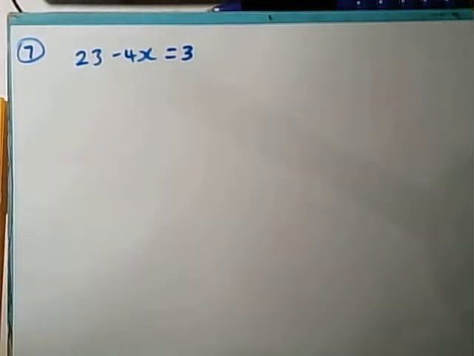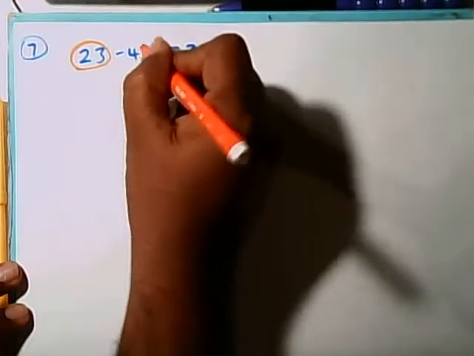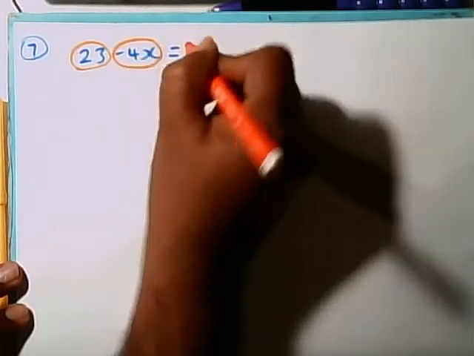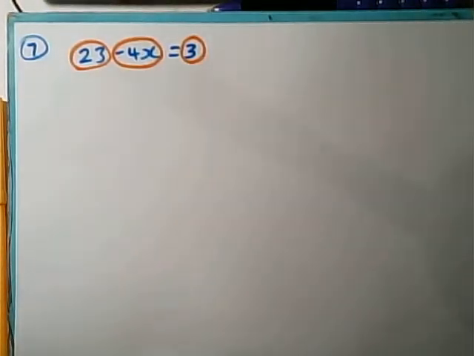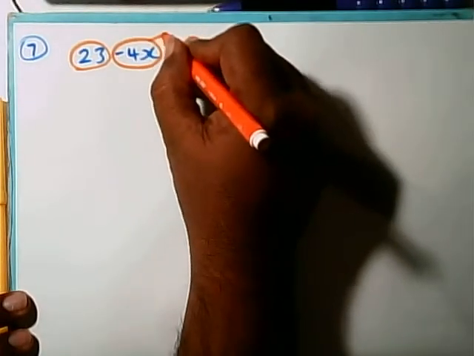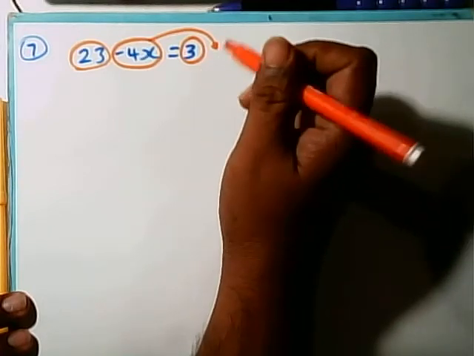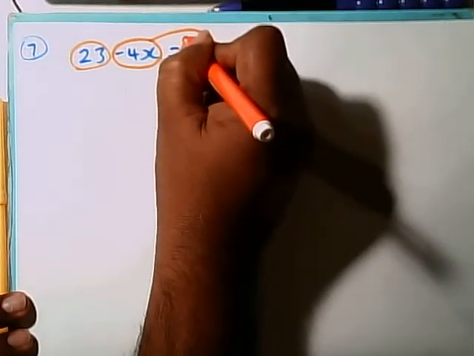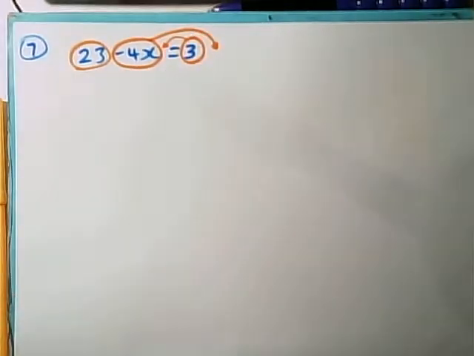Okay, there are many ways to move this around to get your answer. So let's look at the way I would have done it. Now, we'll look at two ways to do it. So first of all, this is what I would have done. I would have moved this 4x here and made it a positive 4x. And I would have moved this 3 across here and made it a minus 3.